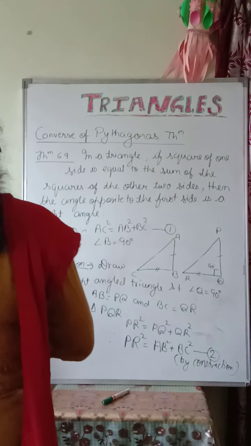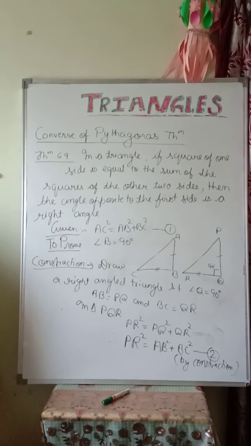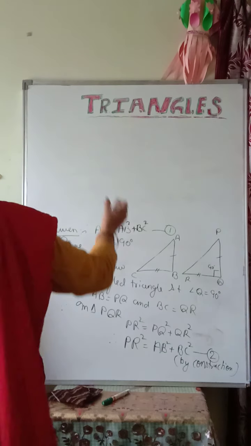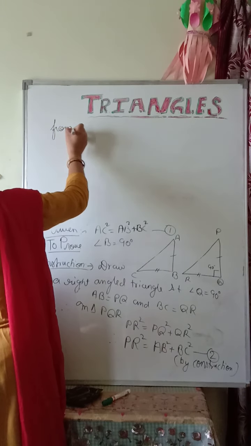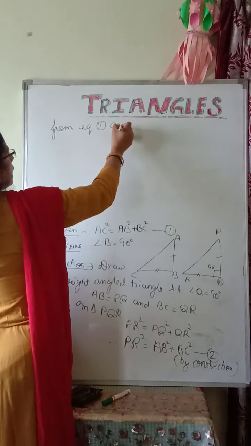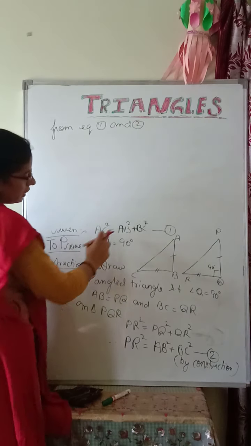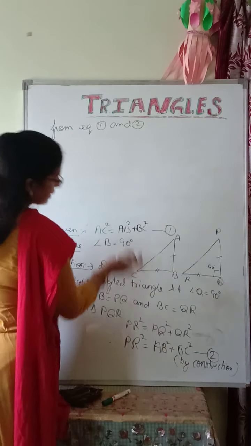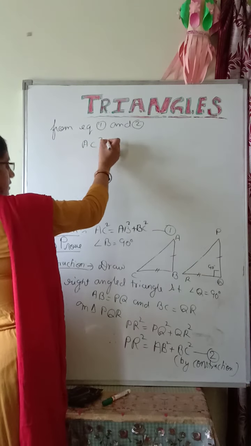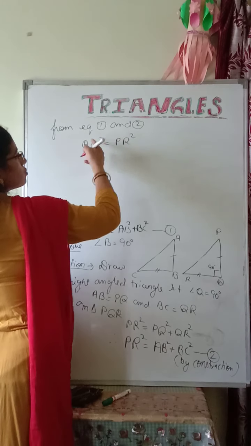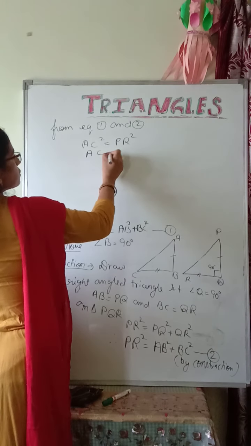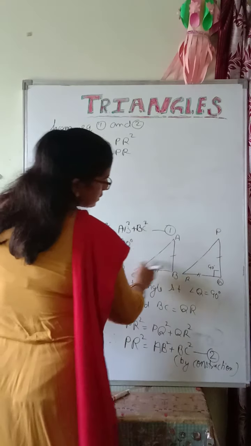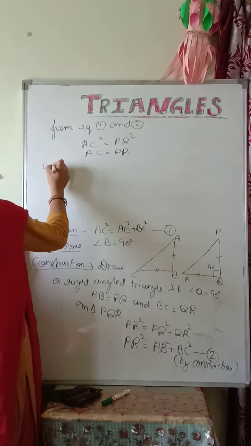So now what we'll do from equation 1 and 2. Okay. See the equations. So write from equation 1 and 2. See here. AB square plus BC square, AB square plus BC square. One of the side is equal. So second side is also equal. AC square is equals to PR square. So square to square cancel. So AC is equals to PR. Okay. So we got AC is equals to PR.